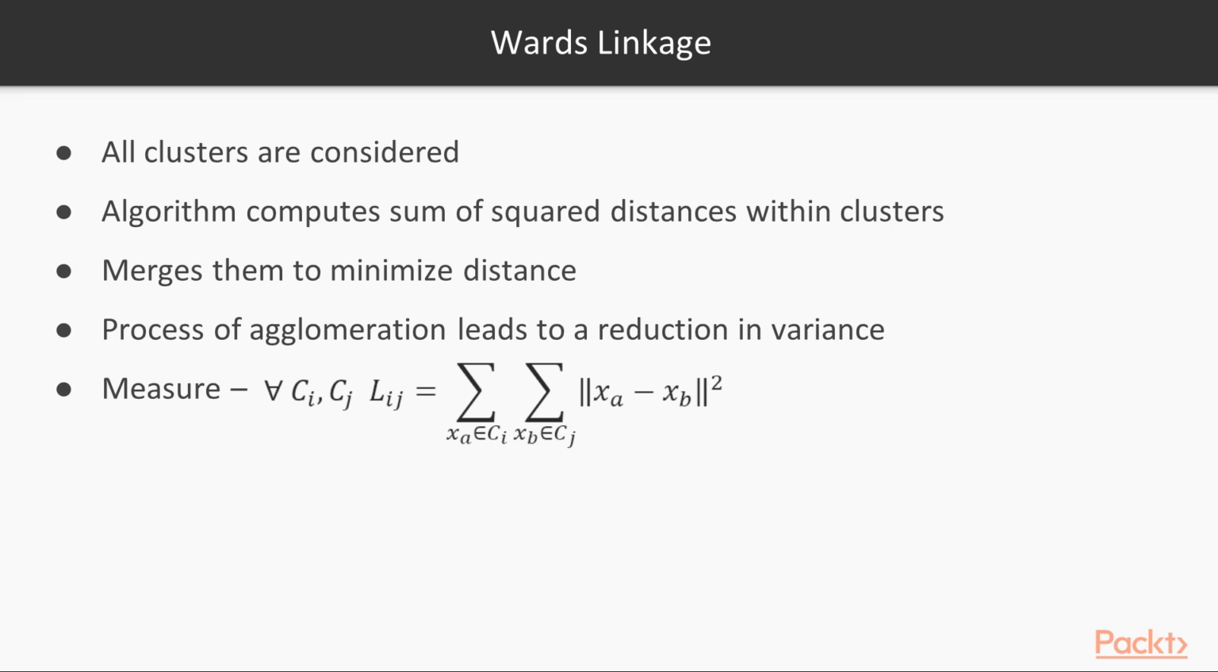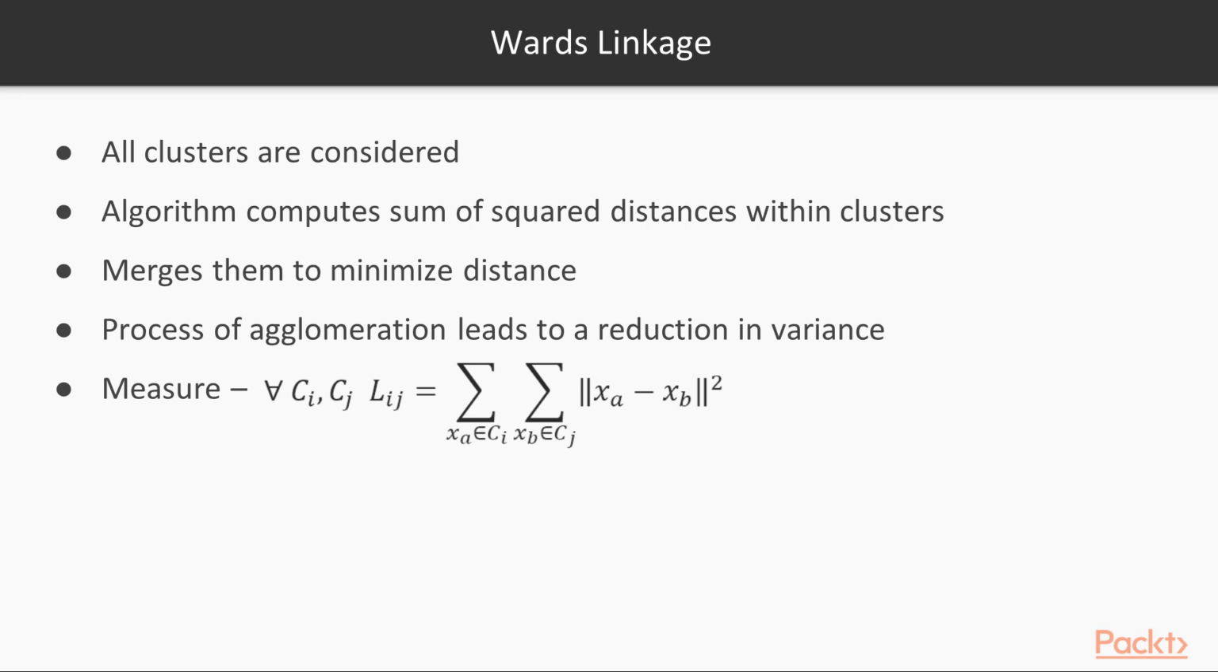And the last one is Ward's linkage. In this method, all clusters are considered, and the algorithm computes the sum of squared distances within the clusters, and merges them to minimize it. From a statistical viewpoint, the process of agglomeration leads to a reduction in the variance of each resulting cluster. The Ward's linkage supports only the Euclidean distance.